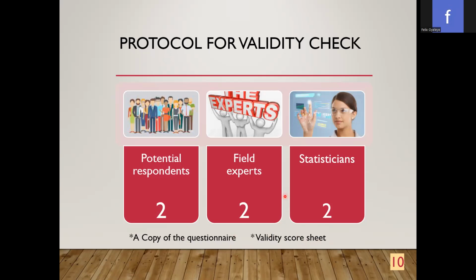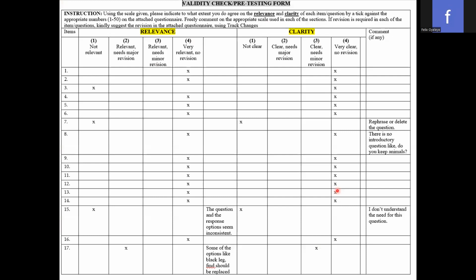While we also have the field experts. These are the people I mentioned the other time. These are people very knowledgeable and experienced in the field that you are researching in. And then you have the statistician. Now, this is a copy of a pre-testing form, or call it the validity form. And this is how it is structured.